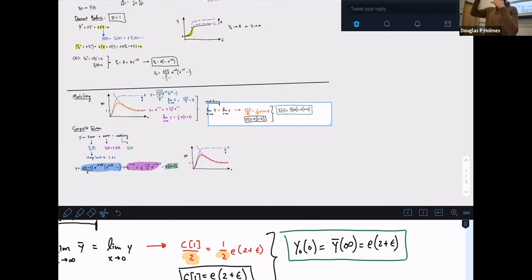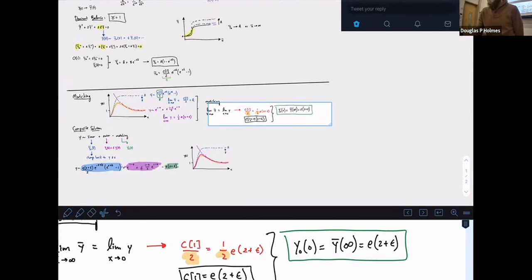And I'd like you, when you're playing with this in Mathematica, to try constructing your composite solution just by adding the inner and outer solution and see how it's wrong. You'll see it's over predicting in this region. You should be able to check that out. But the reason why it's C1 is because both of these are equal to C1, and we're double counting.